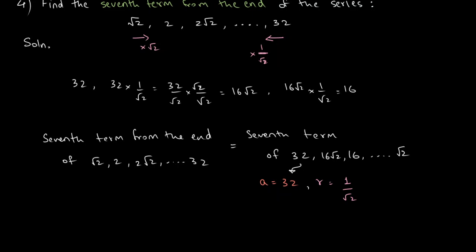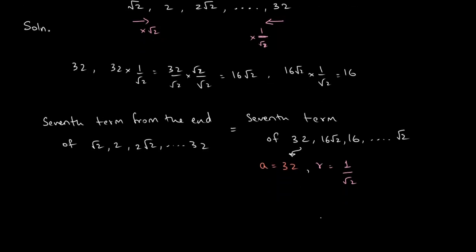Now we know the formula for the nth term. Let's note that down really quick. Tn, the nth term of a geometric progression, is equal to A into R, the common ratio R, raised to the power n minus 1. This is the formula that we want to use, and we want to solve this for n equal to 7, because we want to find the seventh term of this particular series.